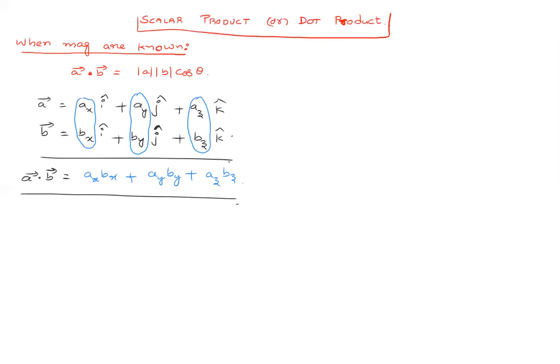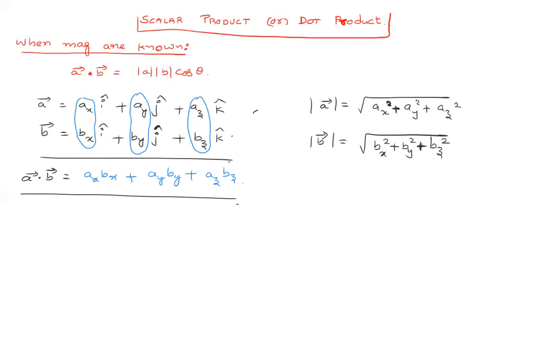Now your mod a is under root ax square plus ay square plus az square. Your mod of b bar is under root bx square plus by square plus bz square. Now if you are finding cos theta, your cos theta is a bar dot b bar by mod a mod b.